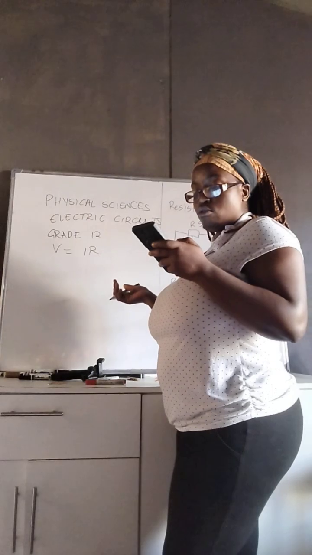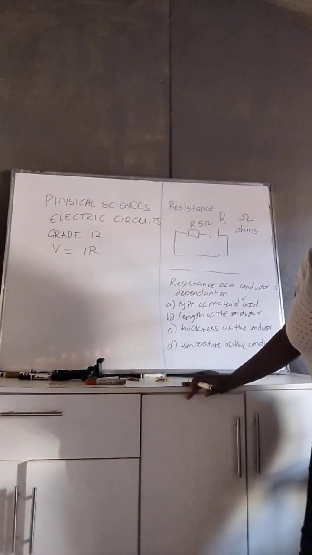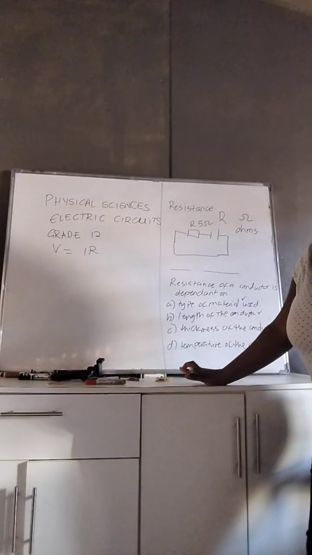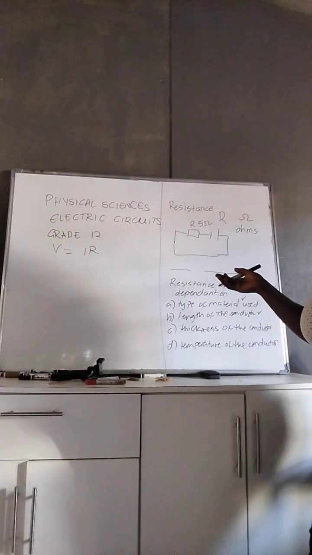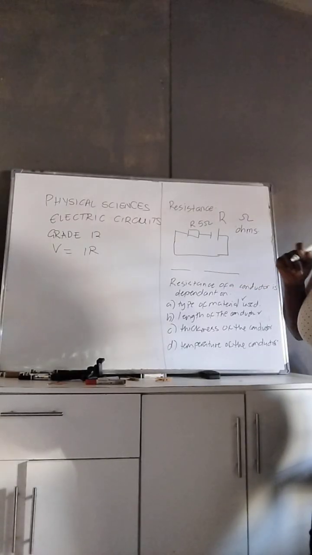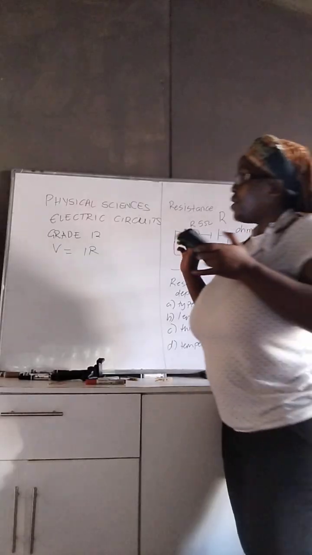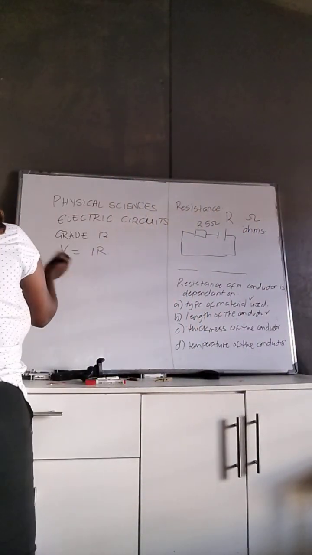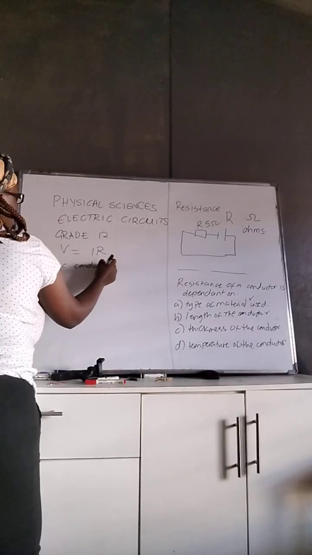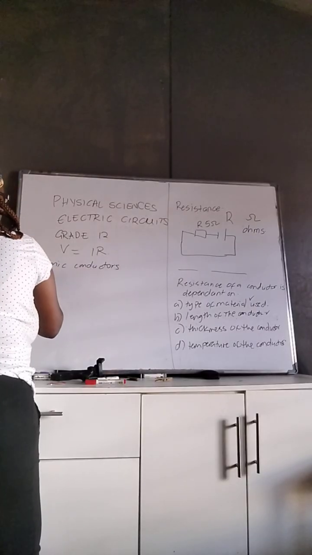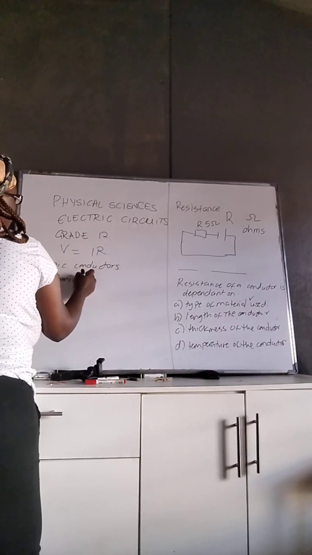We also need to talk about ohmic and non-ohmic conductors. Materials differ when it comes to their conductivity within the circuit. So we have what we call ohmic conductors and non-ohmic conductors. Let me write it down for you. So we have ohmic conductors, and we have non-ohmic conductors.